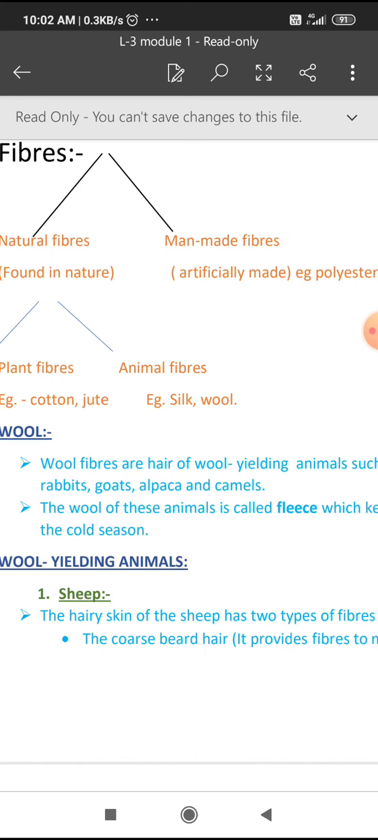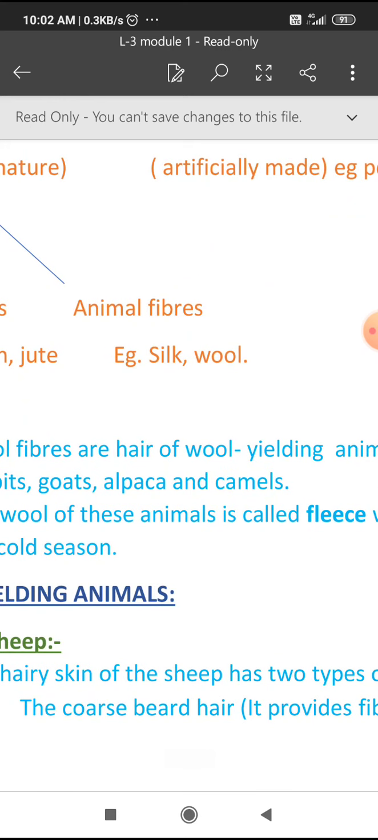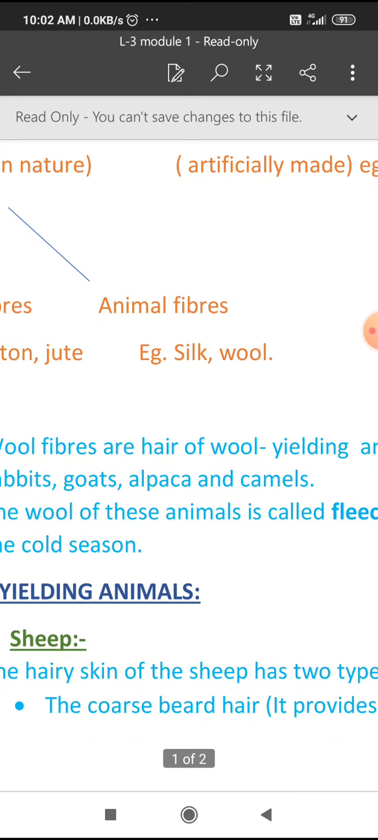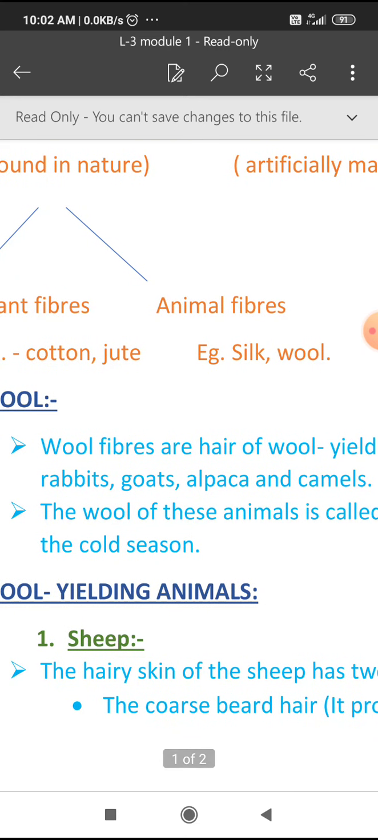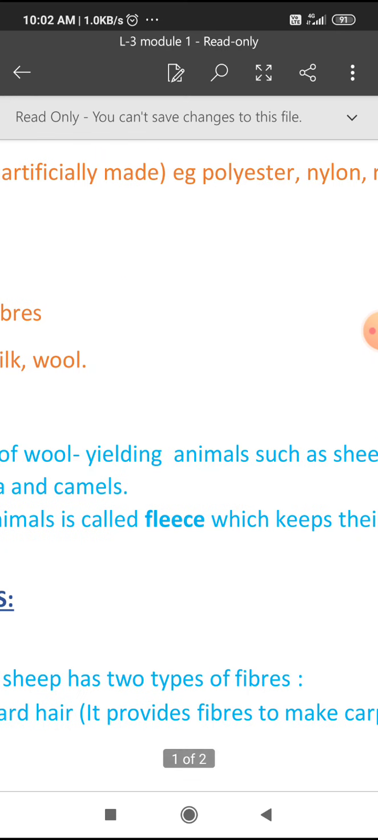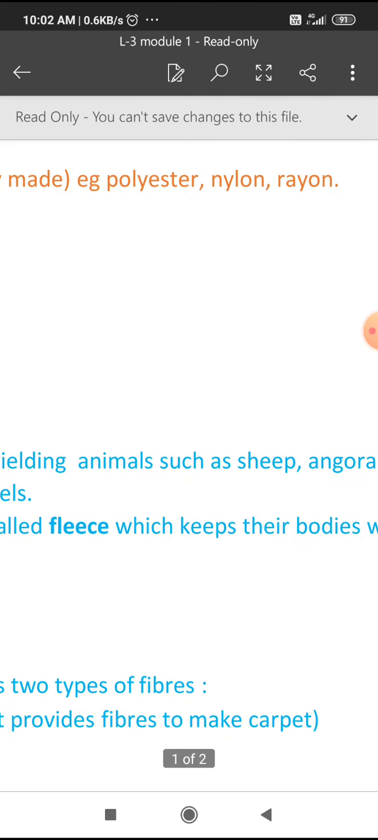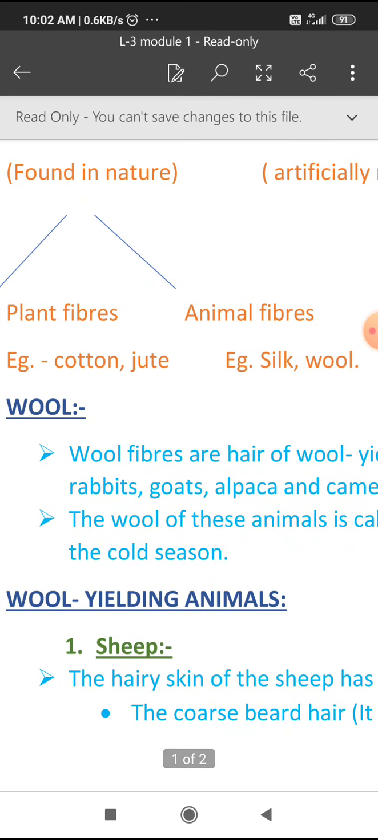The different wool yielding animals, whose hair we use, are sheep, angora rabbit, goat, alpaca, camel, and the yak also. I forgot to write yak. The wool of these animals is called fleece, the hair which keeps their body warm in the cold season. They are able to resist the cold because of that hair. So in summer they feel very hot.